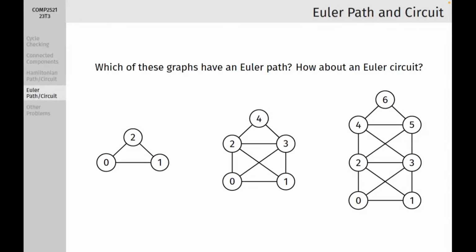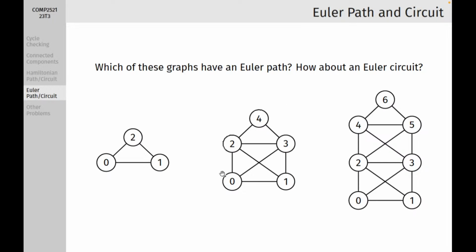Let's see which of these have an Euler path and which have an Euler circuit. Let's look at the first graph. This is a simple one. All the vertices have degree 2, because each vertex has 2 neighbors. That means the graph has an Euler circuit, because for there to be a circuit, every vertex needs to have an even degree. And of course, because the graph has an Euler circuit, it also has an Euler path.